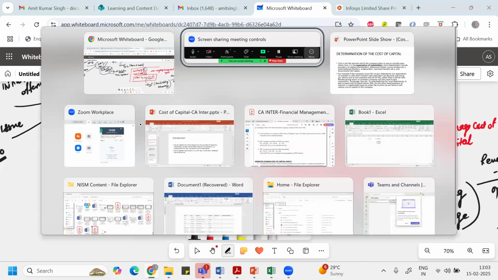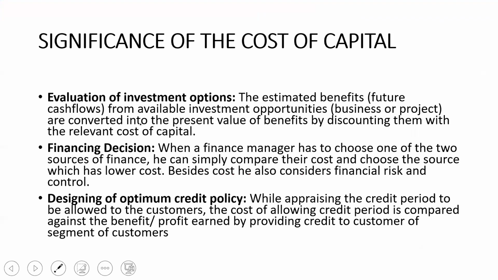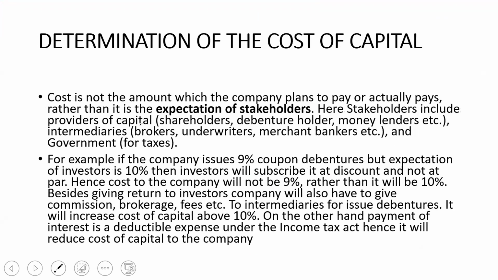In theory, we have discussed the significance of cost of capital. Now in this session, we'll talk about determination of cost of capital. Cost is not the amount which the company plans to pay or actually pays; rather, it is the expectation of the stakeholders. Whatever calculations we are discussing with respect to the cost of capital are not the actual data or the actual cost involved when we raise funds from the market. It's all about the expectations of the equity holder and debt holder.